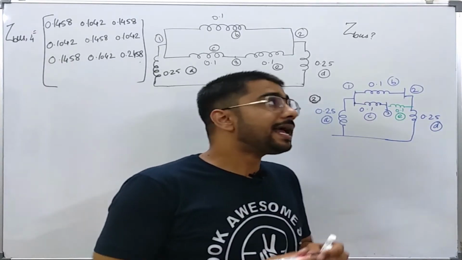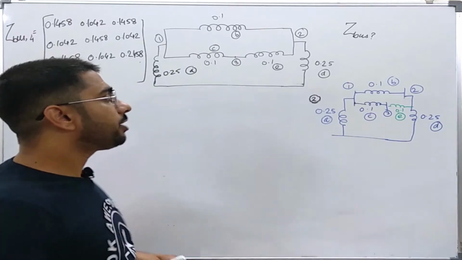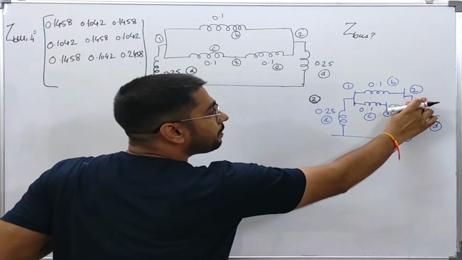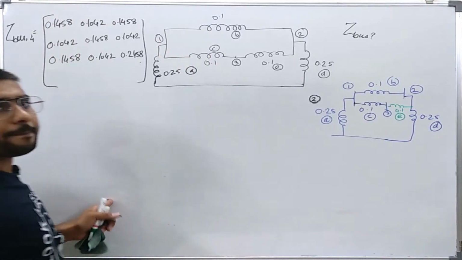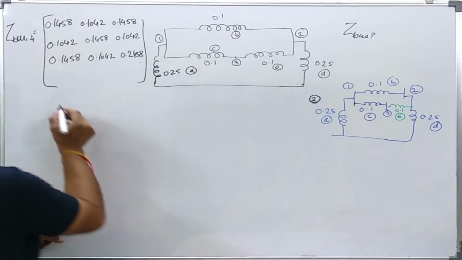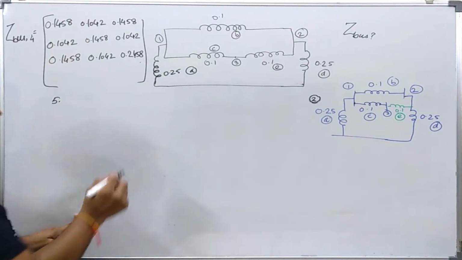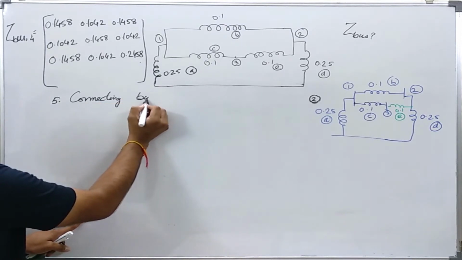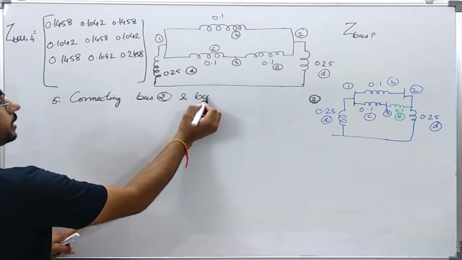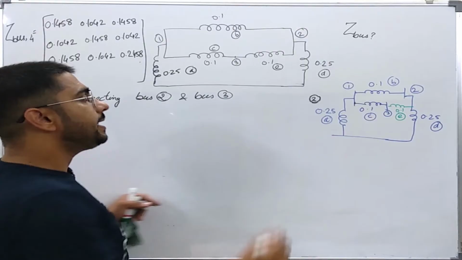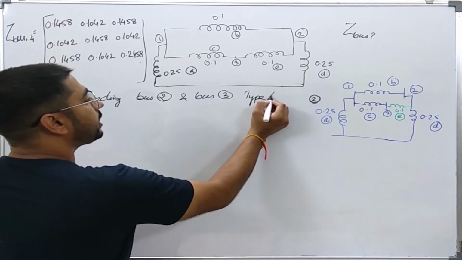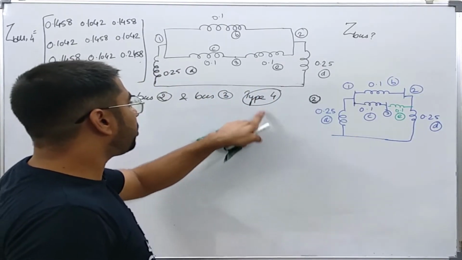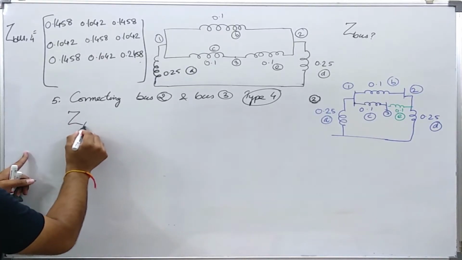Now we will add the element number 5. What it is doing is connecting the already existing bus number 3 to the already existing bus number 2. So it is an example of type 4 modification. That is, in the 5th step, we are connecting bus 2 and bus 3. Both of these buses are already existing in the network. So it is a type 4 or case 4 modification. Now, you know that for such a modification, the bus impedance matrix will be modified.